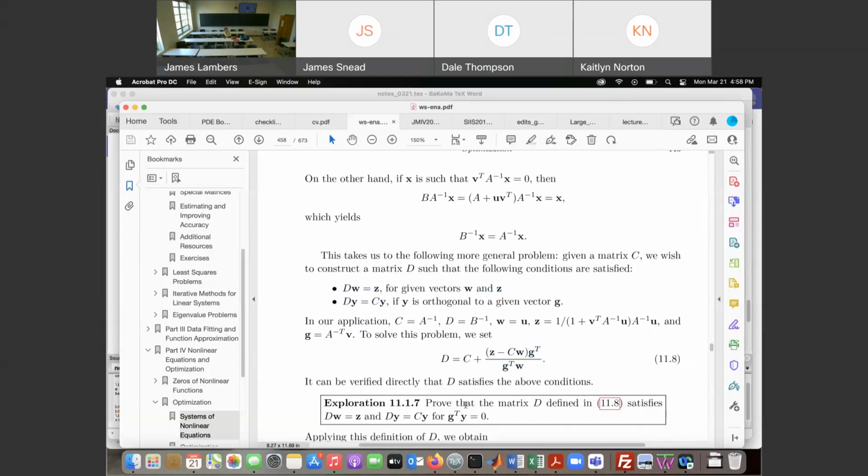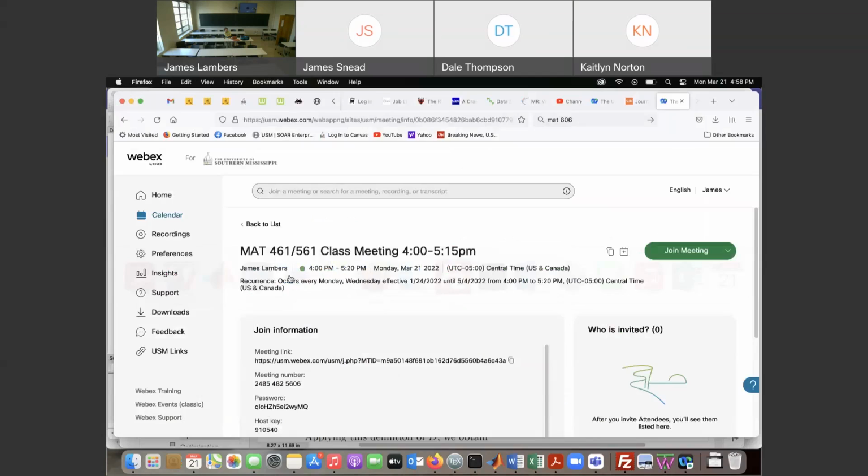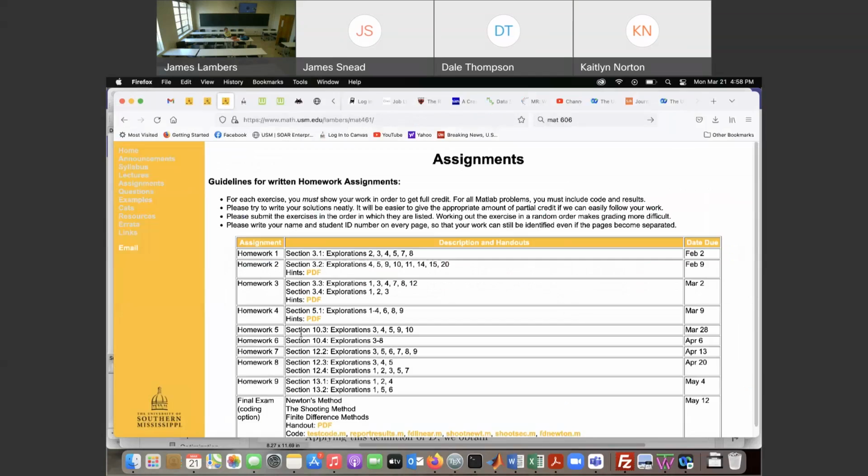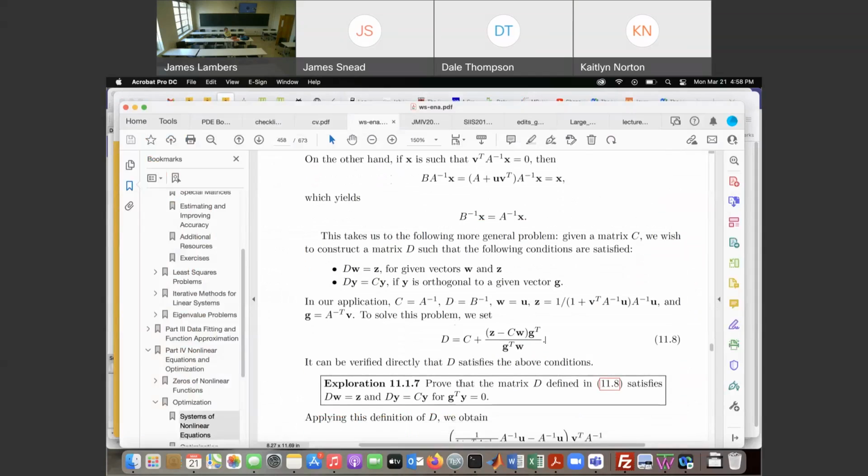And this is a homework problem to prove that. I don't think I assigned that problem. I'm going to check. Oh, I didn't assign any homework from this section. Okay. So I can do this problem.